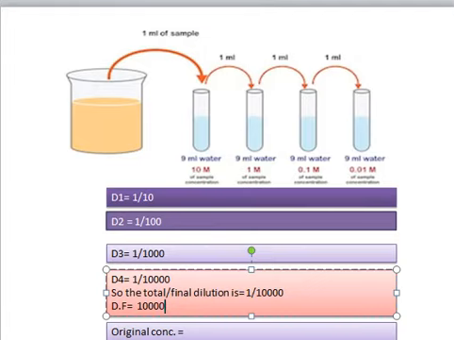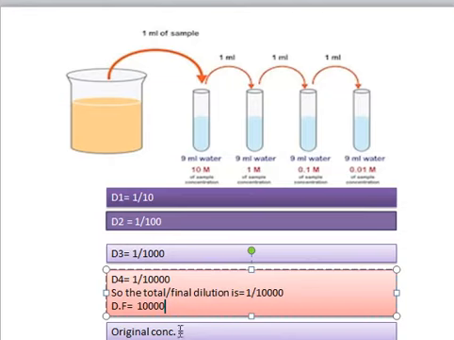If a dilution factor is requested, it should be calculated as the reciprocal of the final or total dilution, which means either the product of each tube's dilution or the dilution of the last tube. If the dilution factor for any tube is requested, it should be the reciprocal of that tube's dilution. So the dilution factor for tube 1 is 10, for tube 2 it is 100, then 1000, then 10,000.